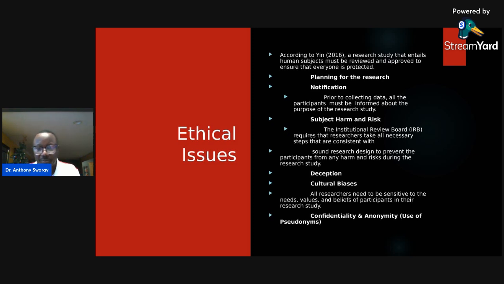Cultural biases. You need to respect people when you are doing the research, sensitive to the needs, values, and beliefs of participants in the research study.